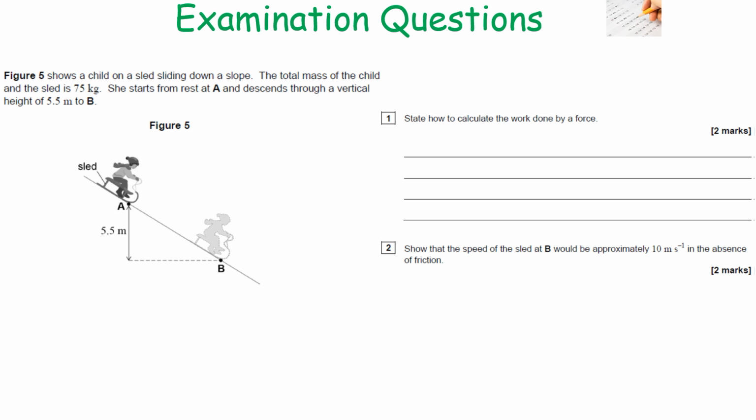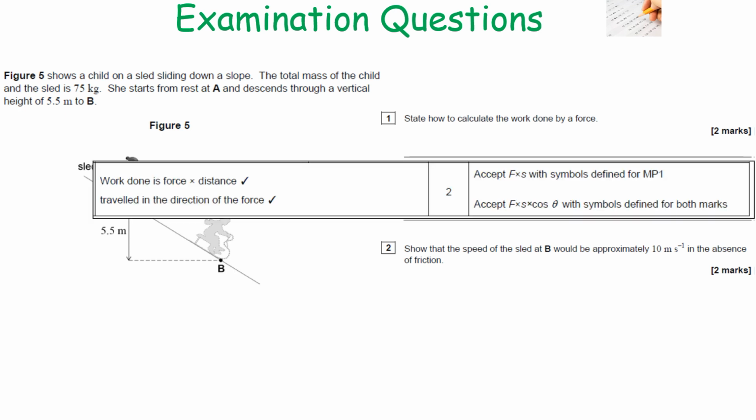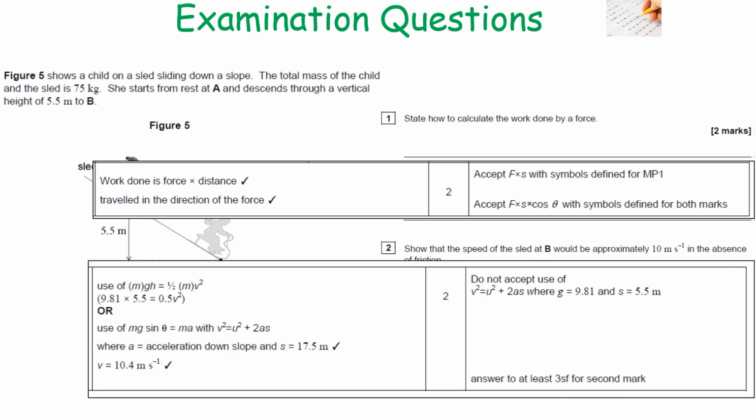Right, so how to answer this particular question? Well, we've got to remember that work done is equal to the force times by the displacement, or the force times by the distance travelled in the direction that the force is acting in. Now in this next question, by the fact that it says there's an absence of friction, we can assume that all of the potential energy store at the start of the slope is going to convert into the kinetic energy store as the sled reaches the bottom. So we can say mgh is equal to a half mv squared.